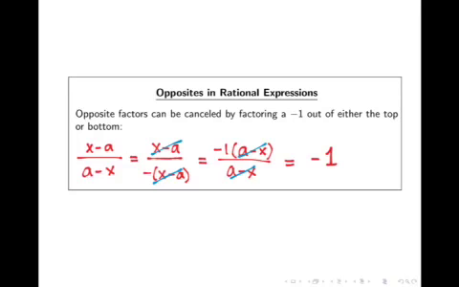Okay, so this is something that you want to be looking for. Most of the time when you factor, you'll see factors that can cancel right away, but you want to be aware that there's a possibility that there are opposites in there that we need to factor out a negative. Sometimes it'll be obvious that we should factor out a negative, sometimes it won't be quite as obvious.